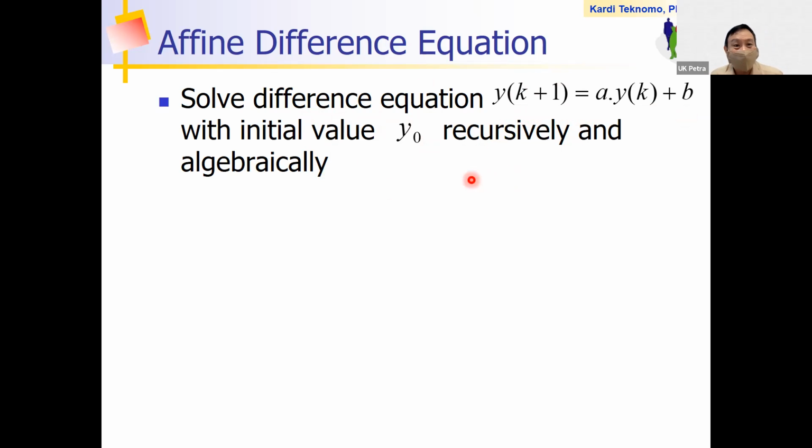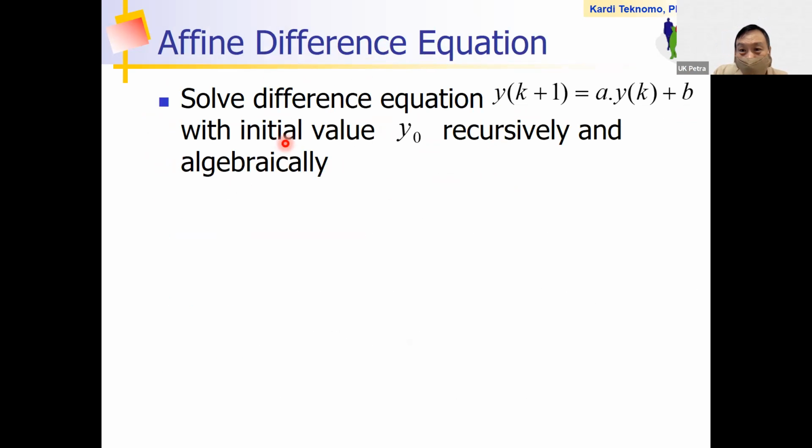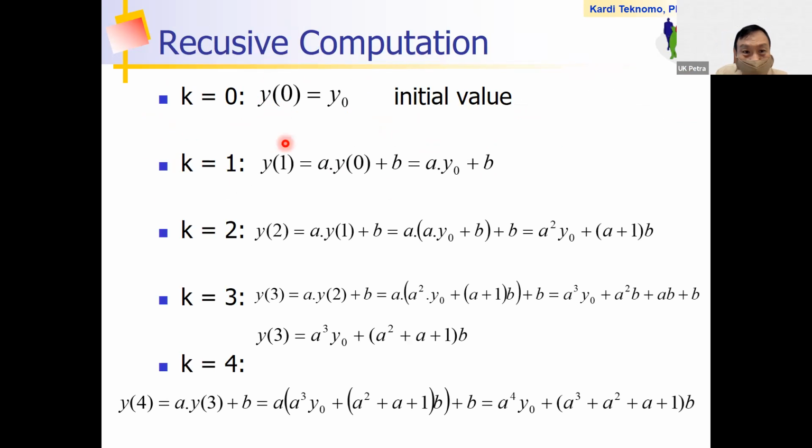So we have an initial value y0. Let's solve recursively and algebraically. When k equals 0, what do we have? Of course y0, that's the initial value. When k equals 1, what do we have? You put in the formula y_{k+1} = a y_k + b. So y1 equals a times y0 plus b. Y0 is already known, so you put it inside.